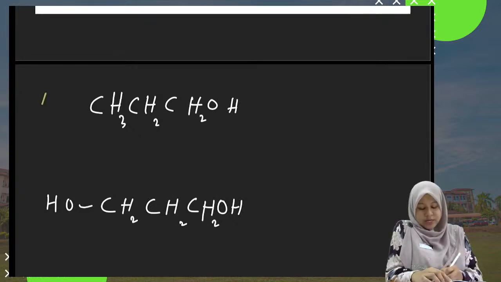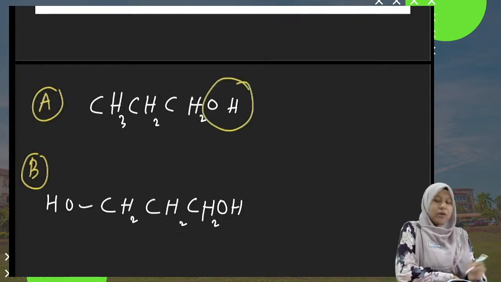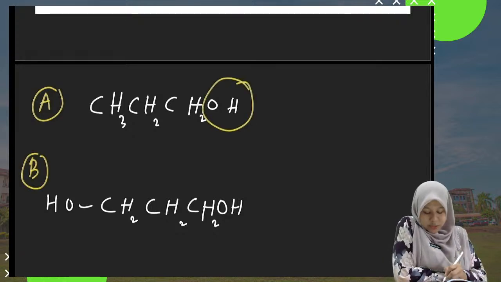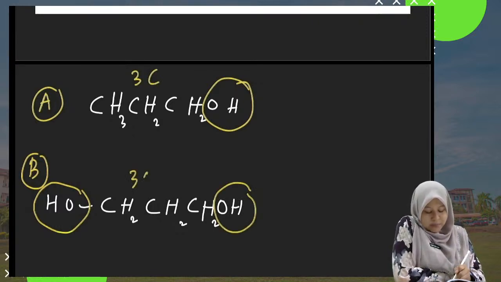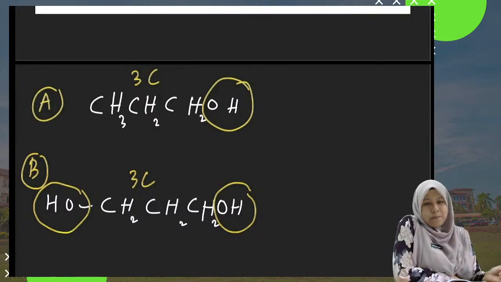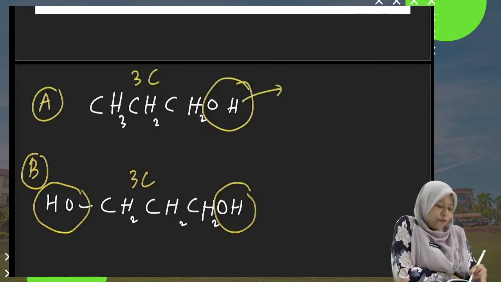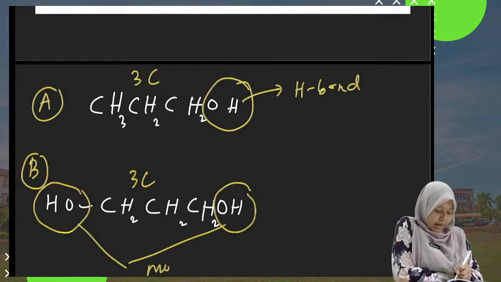Okay, for the first structure, I state structure A, for structure A you have only 1 OH group. For structure B you have 2 OH groups. Okay, the number of carbon is the same, 3 carbon, 3 carbon. So how do we determine the boiling point? The OH group can form hydrogen bonds. This one we have more hydrogen bonds.